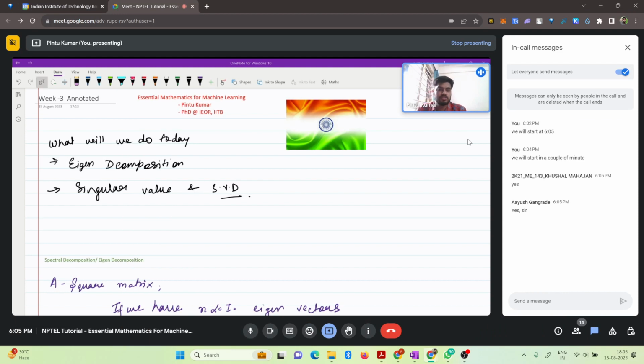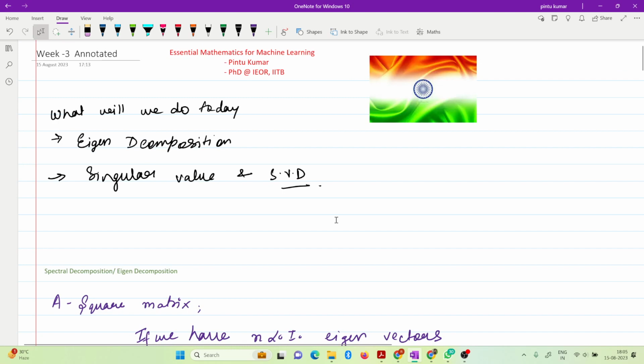Welcome all to this third session for the course Essential Mathematics for Machine Learning. Today, what I have planned to cover is I'll discuss what is Eigen Decomposition, and also I'll talk about singular value and singular value decomposition, how we can find it and its applications.